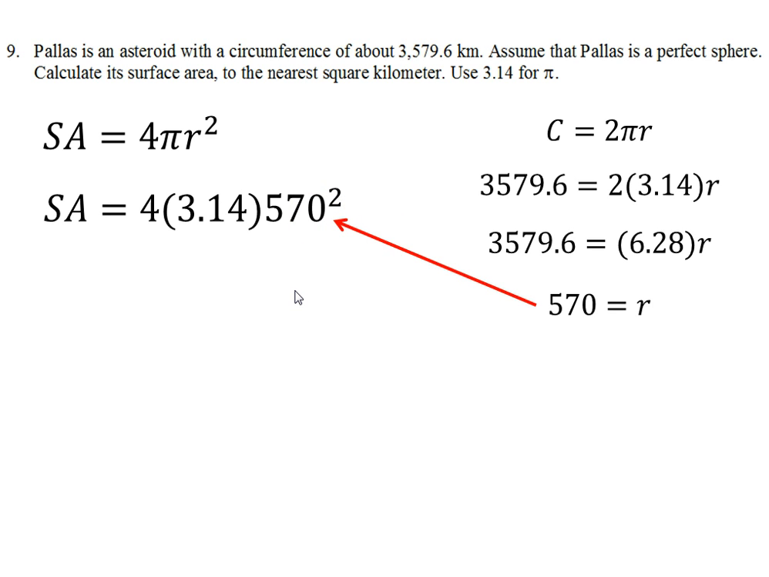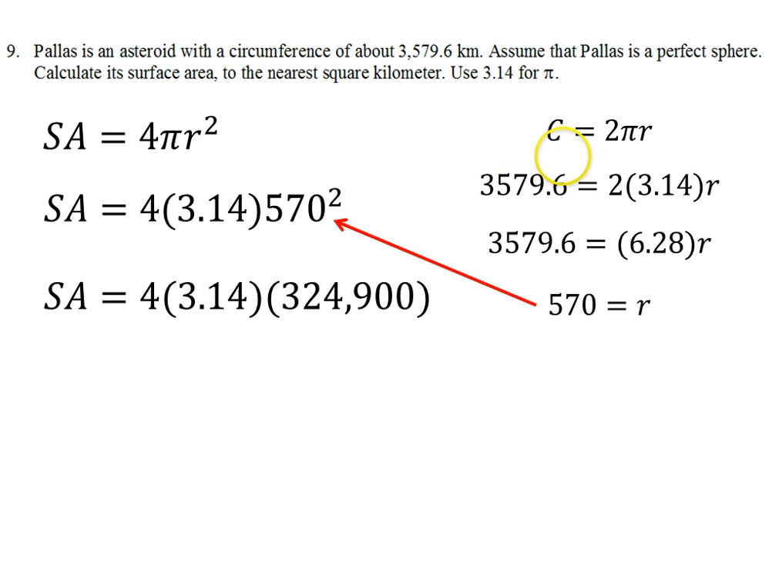And now I just have order of operations to do. And notice once again I'm using 3.14 for pi because I'm told to do so. Use 3.14 for pi. So I'm going to do this math here and I get 324,900. That's 570 squared, by the way. Surprised you didn't know that. And now we're going to multiply these things together. And this is all done with the calculator, folks. I don't know what 570 squared is. Come on. 324,900.